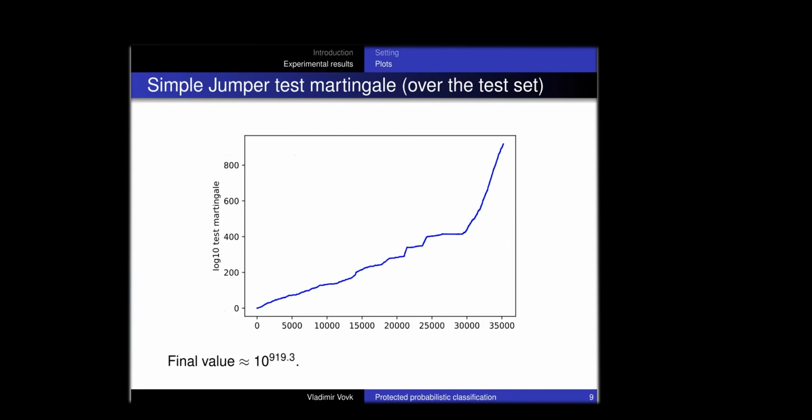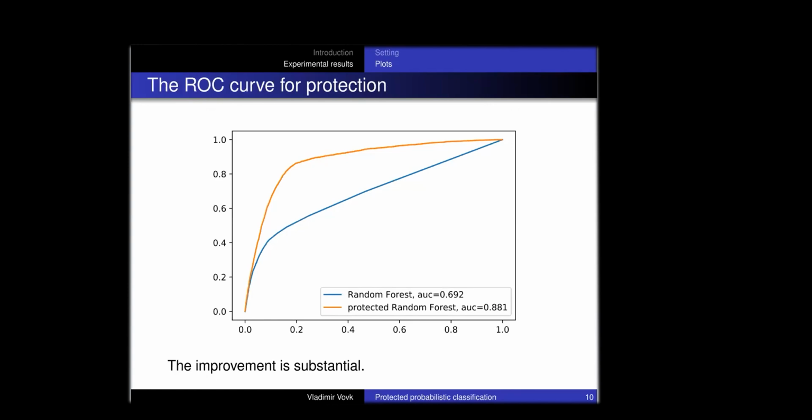Now if we gamble using the simple jumper test martingale against those predictions, you can see we become very, very rich. This is the trajectory of our simple jumper test martingale over the test set of size 35,000. The final value is on the log 10 scale. The final value is astronomical. It's like 10 to the 920. But let's see how it shows. The log loss definitely goes down, but let's see how it shows in the ROC curve.